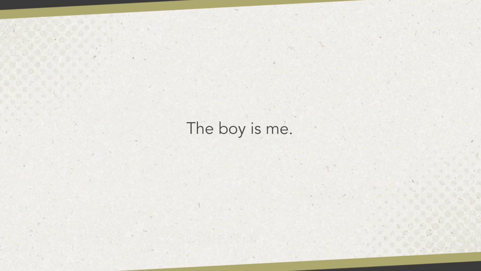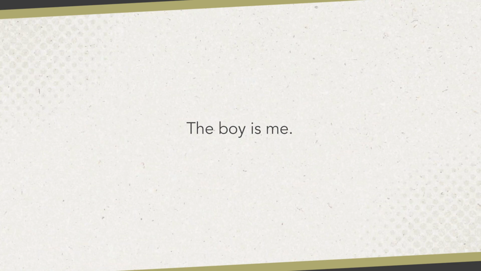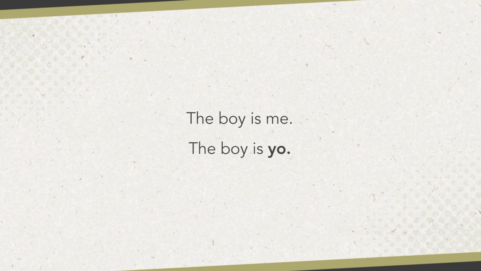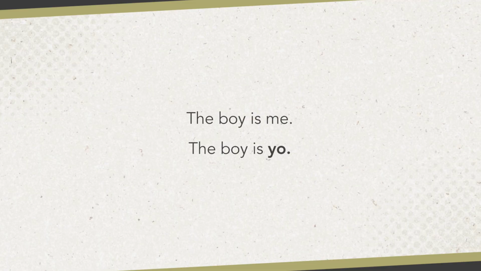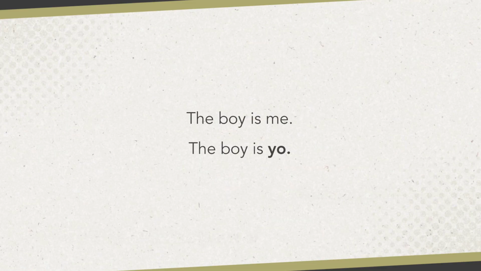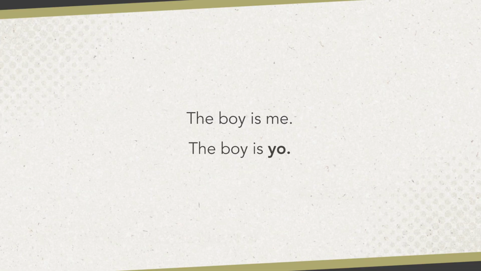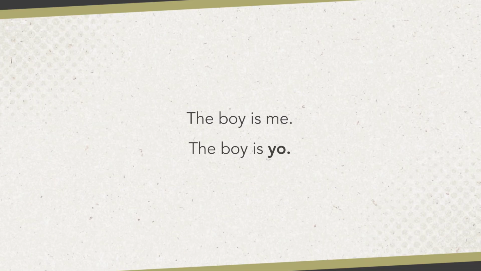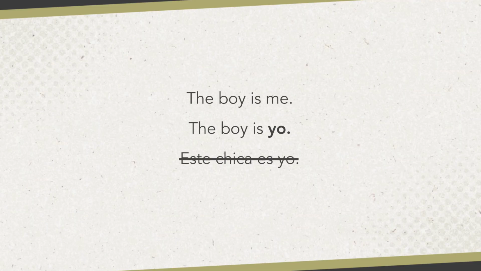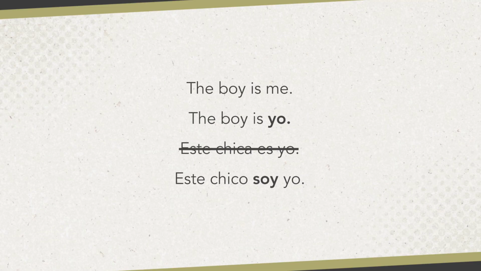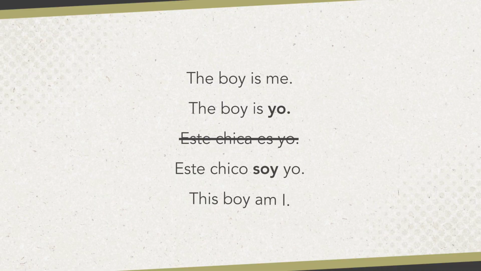But one of the funny things about this is that sometimes a sentence has two subjects. For example, in the sentence, "The boy is me," the Spanish would use yo at the end there. And that means that both the boy and yo are subjects of the sentence. So what would the verb in the middle there have to agree with? Well, the rule is it has to agree with the subject pronoun. So the Spanish wouldn't be "este chico es yo." It would be "este chico soy yo." Literally, "this boy am I."